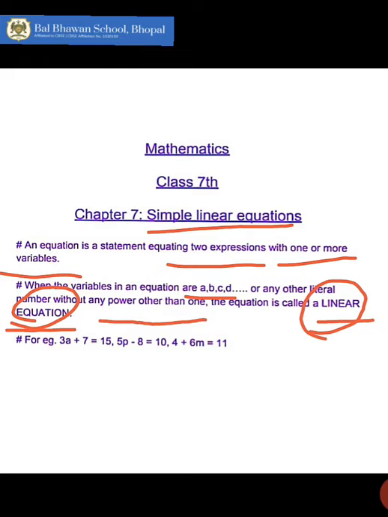For example, 3a plus 7 is equal to 15. According to this equation, there is an equal to sign also, and the power of the variable is not exceeding 1. It is exactly 1. A few more examples of simple linear equations are given here.